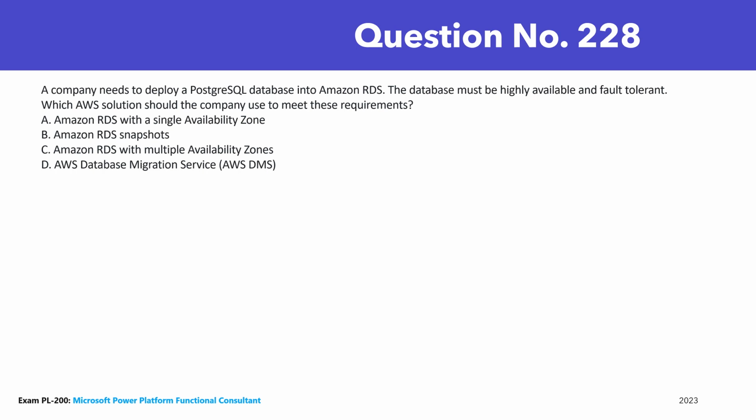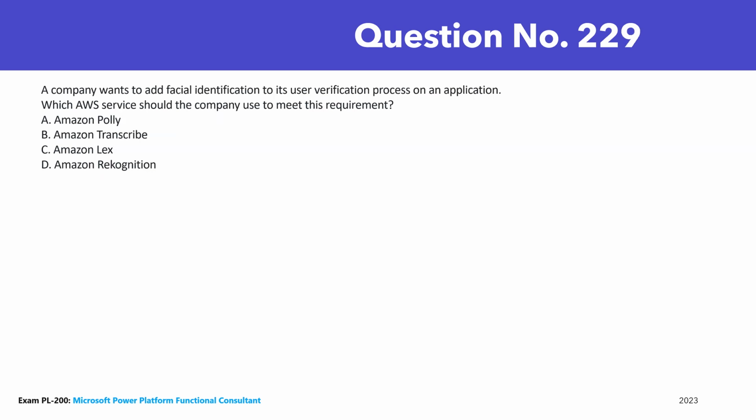The database must be highly available and fault-tolerant. Which AWS solution should the company use to meet these requirements? A. Amazon RDS with a single availability zone. B. Amazon RDS snapshots. C. Amazon RDS with multiple availability zones. D. AWS Database Migration Service, AWS DMS. Correct answer, C.